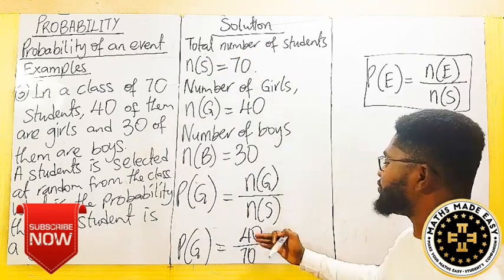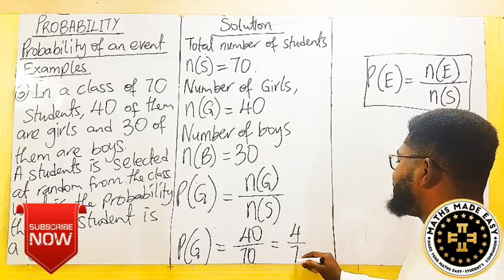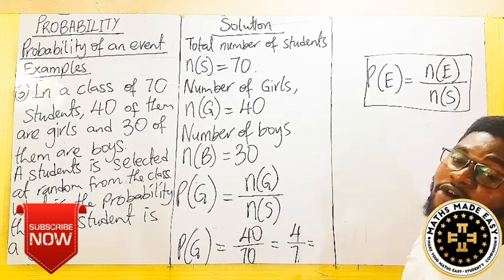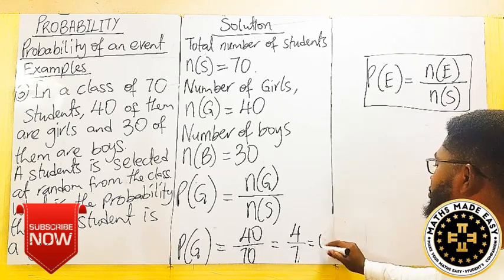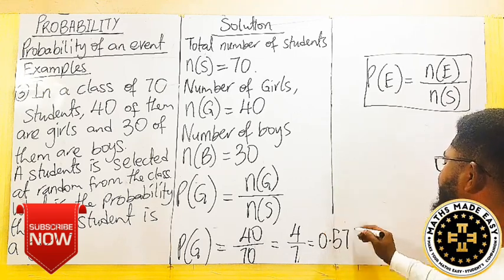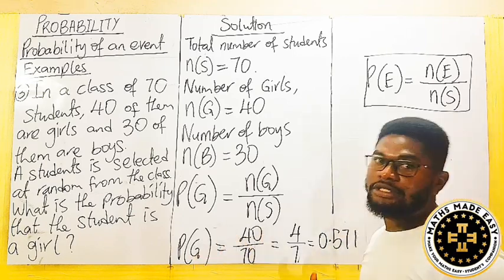Please, you can reduce this further. 40 over 70 will be reduced to 4 over 7. 4 over 7, the decimal form will be 0.571. So the decimal for 4 over 7 will be 0.571. So this will be my final answer for probability of girls. That's how it's going to be.